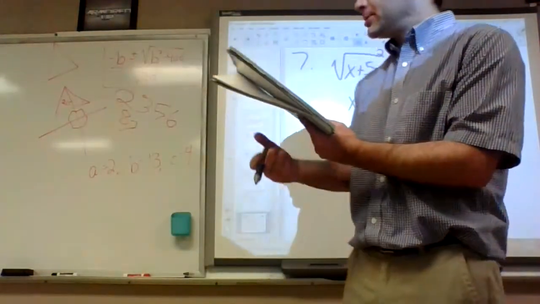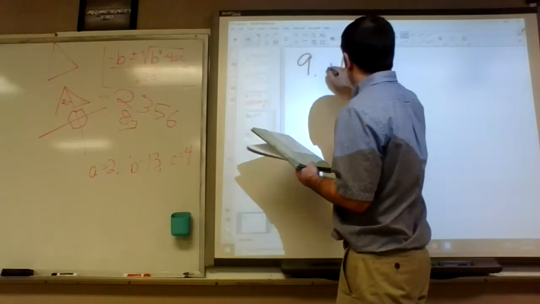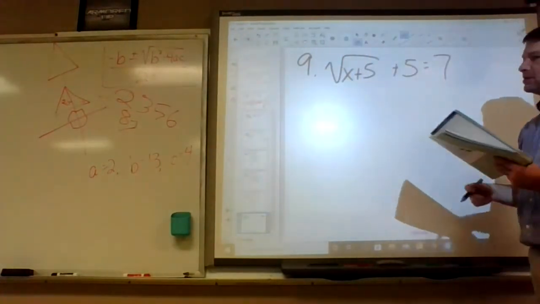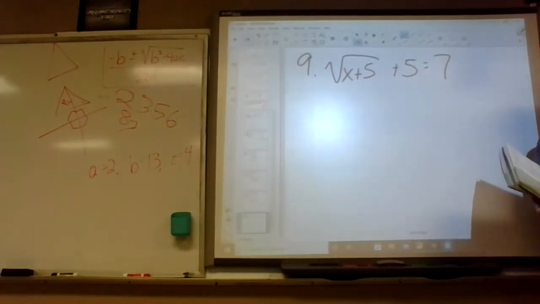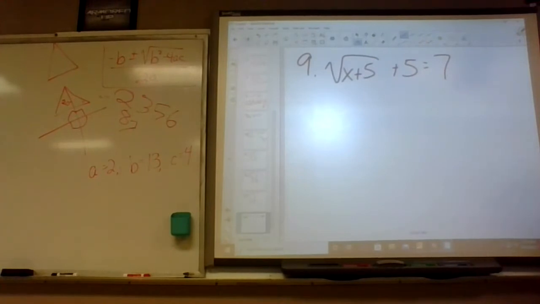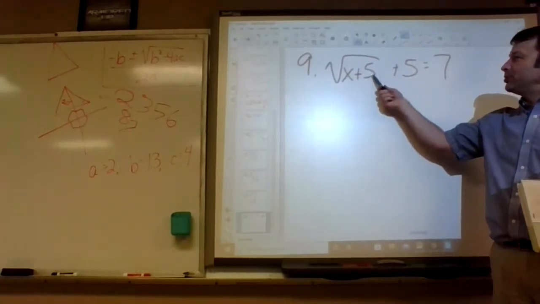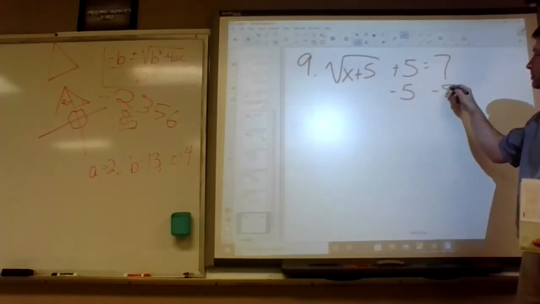Number 9, square root of x plus 5, plus 5 equals 7. Do you subtract 5 first? Would you divide by 2 after? You get rid of the square root first. Yes, we want to get the square root by itself. So minus 5, that would fix that.